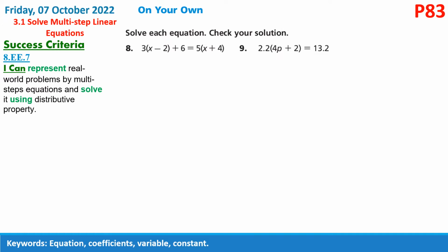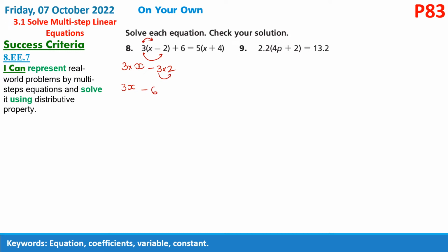Let's solve this question. Multiply. This multiplied by this. So what do we do? 3 times x, right? Minus. Multiply this by this, that is, 3 times 2. Now 3 times x gives us 3x. Minus 3 times 2 gives us 6.